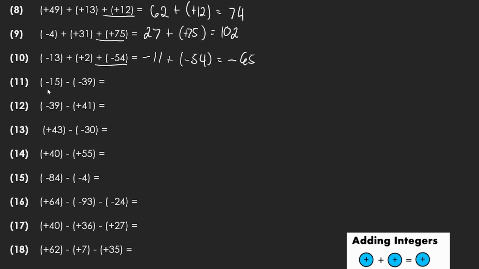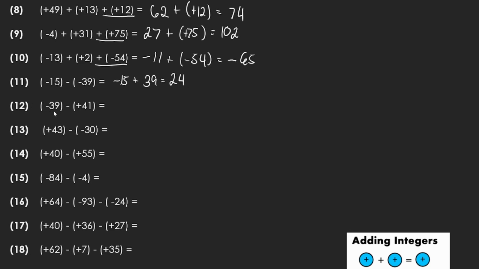Number 11. Negative 15 minus negative 39. Get that negative 15. Let's add it with the additive inverse of negative 39, which is just positive 39. Different signs, so we would subtract. 39 is the bigger number, so we would use its sign. The difference of 15 and 39 is 24.